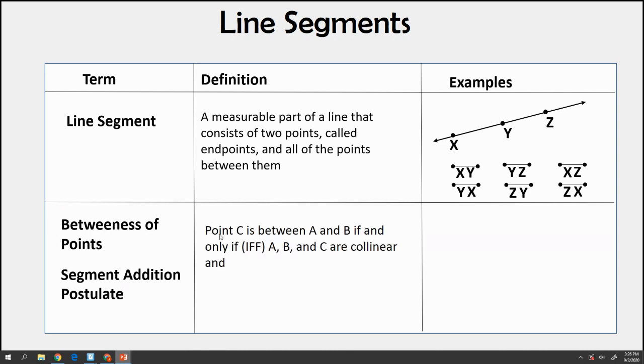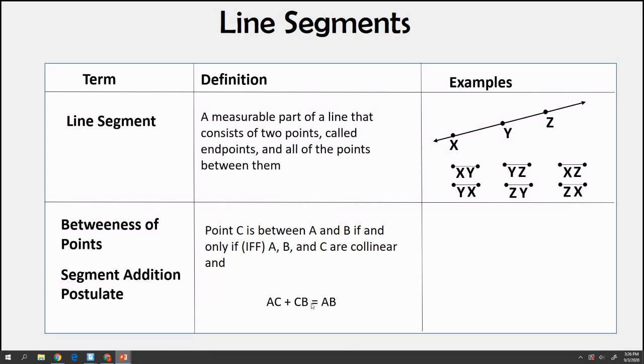All right, this idea of betweenness of points, which is also called the segment addition postulate, reads like this. If we've got point C and we know it's between A and B, then it is between A and B if and only if A, B, and C are collinear. And if you were to take AC plus CB, it would have to equal AB.